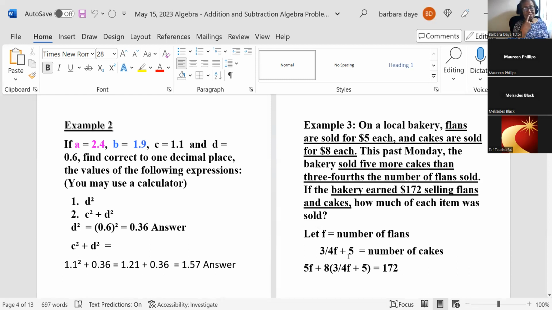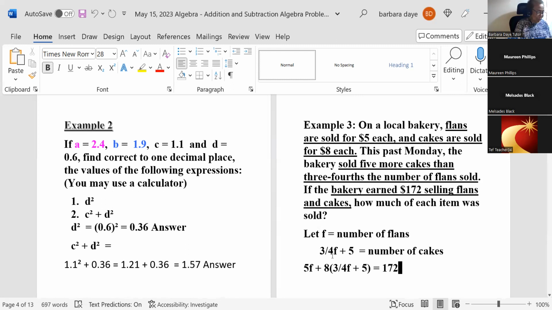I multiply 5 by 8 and get 40. But you've got to multiply 8 by everything in the parentheses. So 8 times 5 is 40. 8 times 3 is 24. And 24 over 4 is what? 6. Yeah, so that would be 6F. So you'd have 5F plus 6F plus 5. Combine your F and solve for F. Once you get that, then solve for the number of cakes. Put that in for the F.